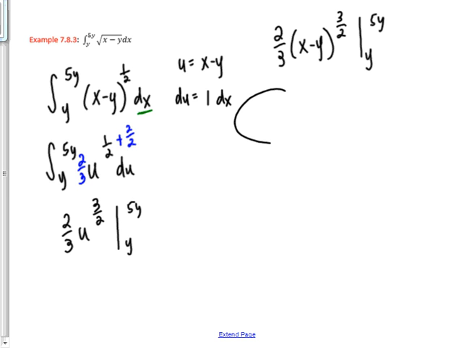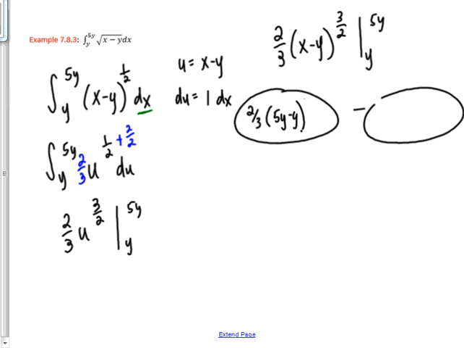Alright, so let's plug in. I don't know that I have enough room to write, but I'll try. 2/3. If you integrated x, you plug in for x. So it would be 5y minus y to the 3/2. And over here, it's 2/3 y minus y. Oh, I got that exponent wrong. 3/2, sorry.